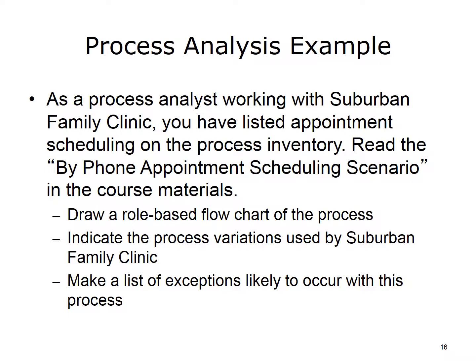Let's work an example. After these instructions, pause the slideshow and work this example on your own. We will go over the results on the next few slides. Suburban Family Clinic, like most other clinics today, uses a phone scheduling process to schedule patient office visits. As a process analyst working with Suburban Family Clinic, you have listed appointment scheduling on the process inventory. Read the by phone appointment scheduling scenario in the course materials. First, draw a role-based flowchart of the process. Second, indicate the process variations used by Suburban Family Clinic. Third, make a list of exceptions likely to occur with this process. Pause the slides now.